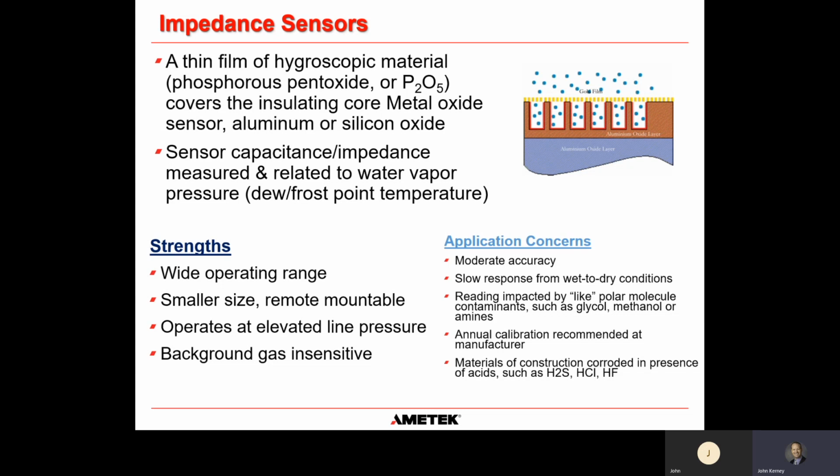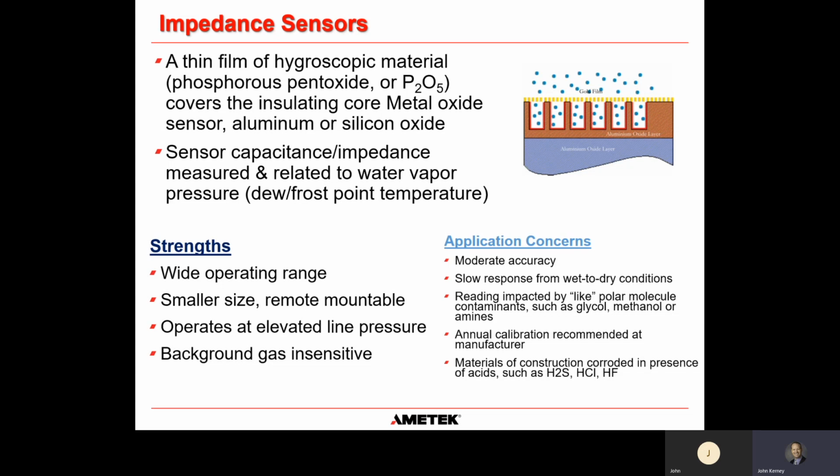They're very commonly used across a wide array of industries. Some of the advantages that this type of technology has, it does have a very wide operating range. It can measure from lower ppm levels all the way up, approaching tens of thousands even of ppm, near percent levels at times. So very wide operating range. Typically, these sensors are relatively small in size, so they're fairly portable, if you will. You can also mount them remotely from electronics, which is a nice advantage.